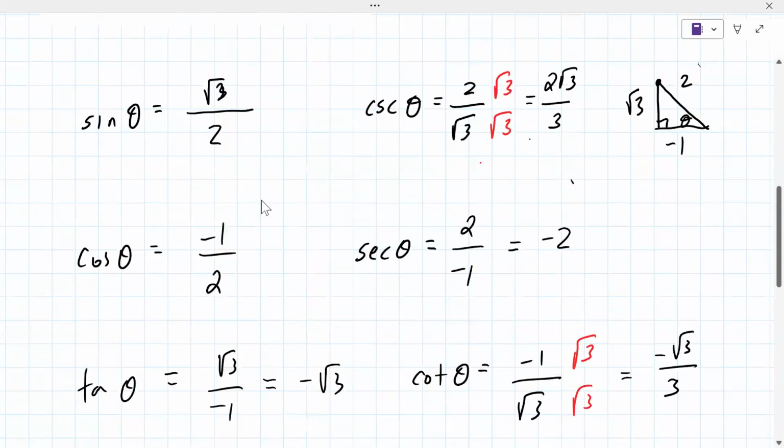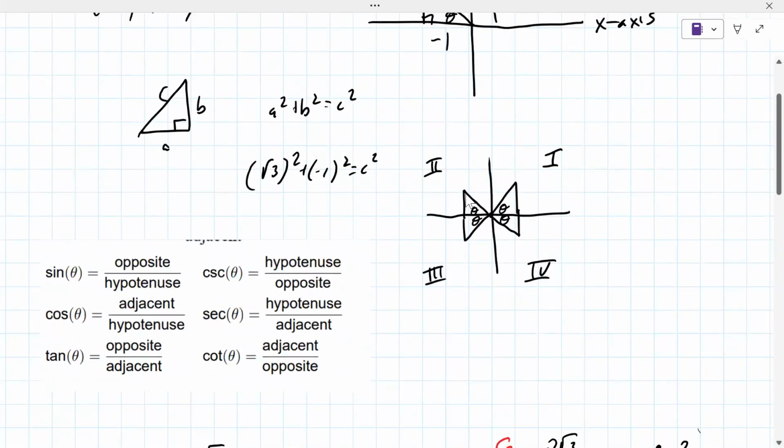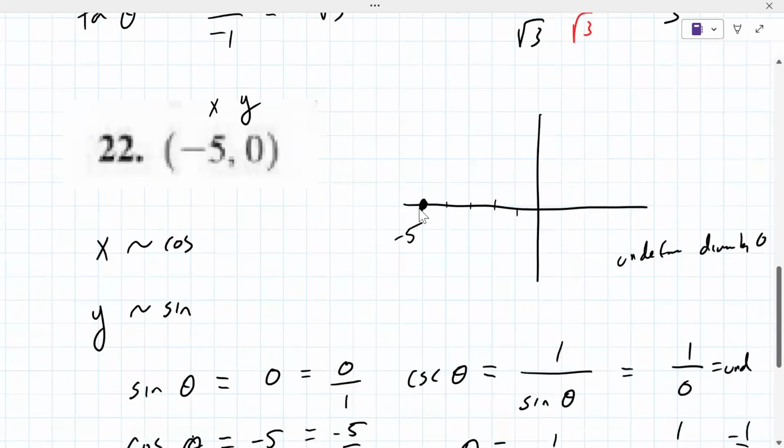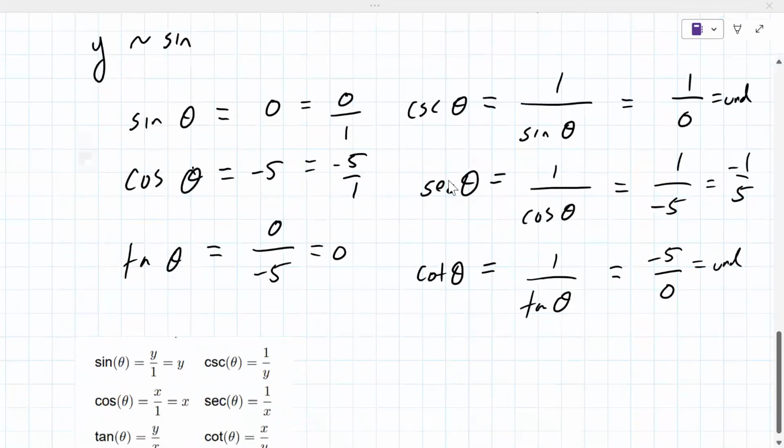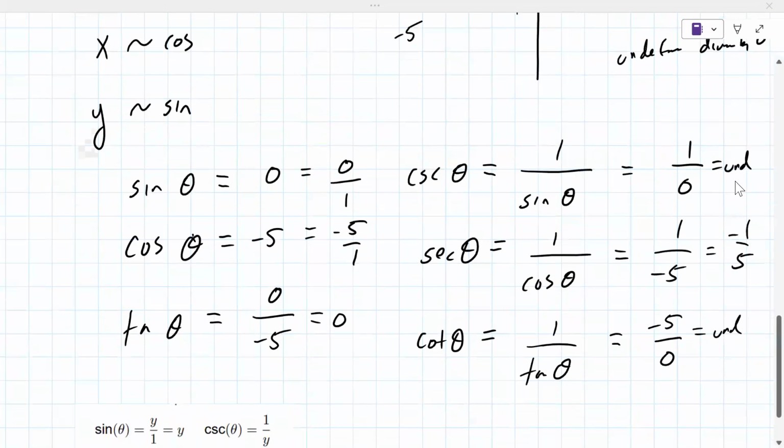Some students go so far as to remember this right here, which works when it's a triangle, but doesn't work when it's a point on the axis. So for 11 through 30, you're either going to get a triangle or something on the axis. When it's on the axis like this, that's when you're going to have some of these undefineds. What I don't recommend is trying to remember that if it's on the x-axis, then cosecant and cotangent are undefined. It's just too much to remember. Just work it out, and if it's division by zero, it's undefined.